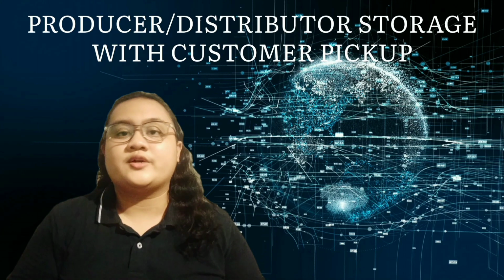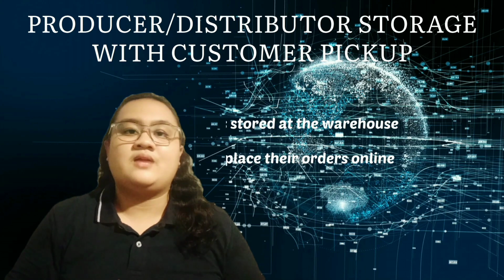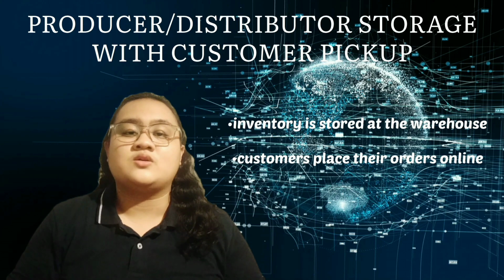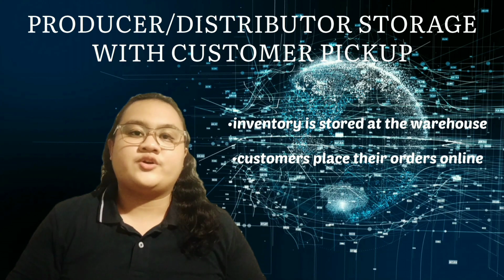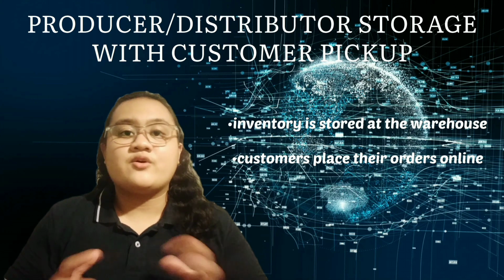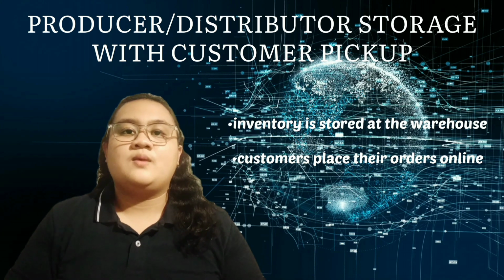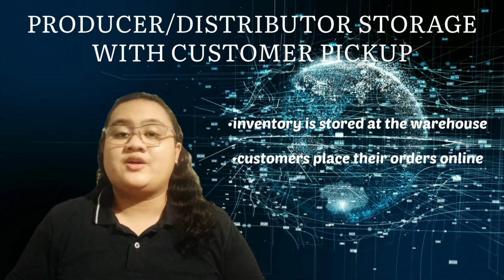And fifth is producer or distributor storage with customer pickup. In this type, the inventory is stored at the warehouse owned by the manufacturer or producer, but the customers place their orders online or through phone and then come to pick up points allotted for collecting their orders.